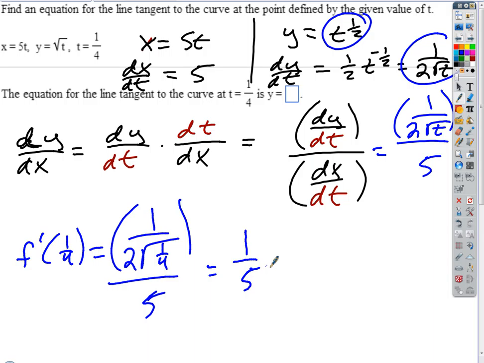This whole thing right here is just going to simplify into 1. And you plug in 1/4 for the x and the y, and then you get your tangent line. And so then to get the value, so there's our slope, right? This is the slope of the tangent line.